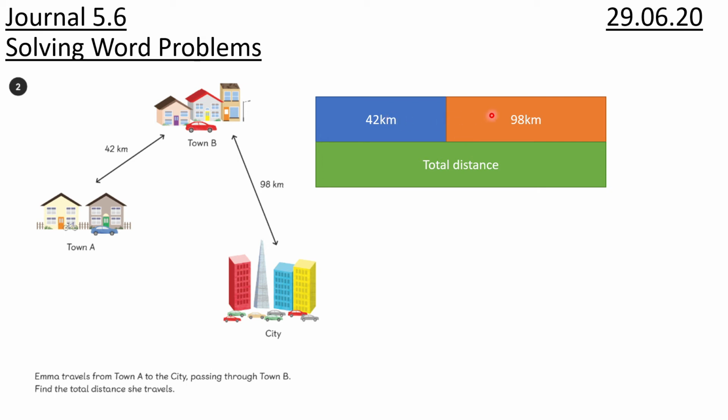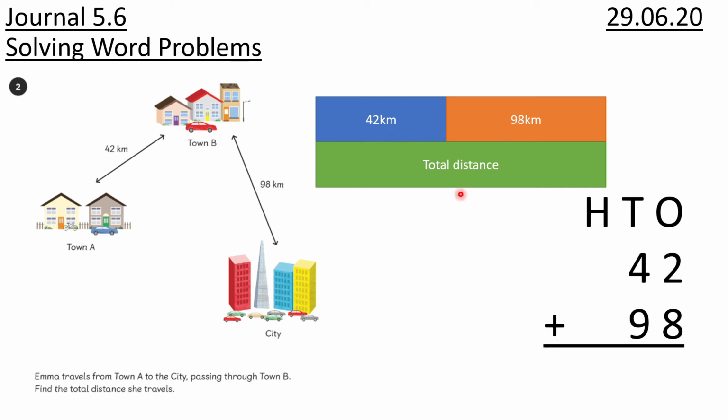Remember, if it's parts, we need to be adding. Now again, we need to check that the units are the same. Because if they weren't, we would have to convert them so that they were the same to make it easier for us to add. So this is in kilometres and this is in kilometres, so we can start to add. Now remember, with adding, it doesn't matter which way around your numbers go because you'll get the same answer. So let's start with our ones again. 2 add 8 makes 10. So we're going to keep the 0 in the ones column and regroup those 10 ones into 1 ten.